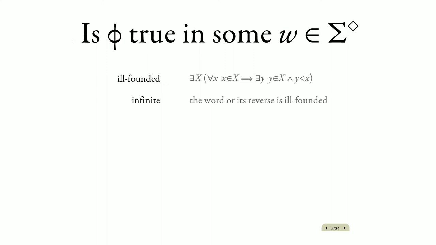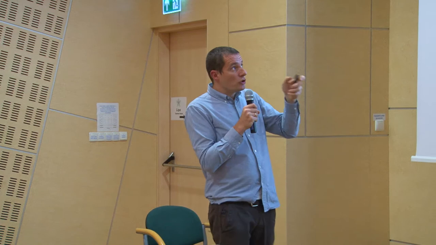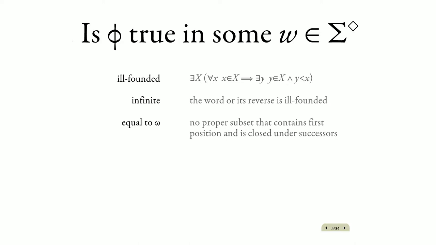And then using that, you can say that something is infinite, because if you are infinite, then you have to be not well-founded, or your reverse has to be not well-founded, because a chain is infinite if and only if it has an increasing subchain or a decreasing subchain. It's not difficult to show. So you can axiomatize finiteness here. You can also axiomatize that you're equal to omega. I think you have to say that there's no proper subset which contains the first position and is closed under successors, and that means that you're omega.